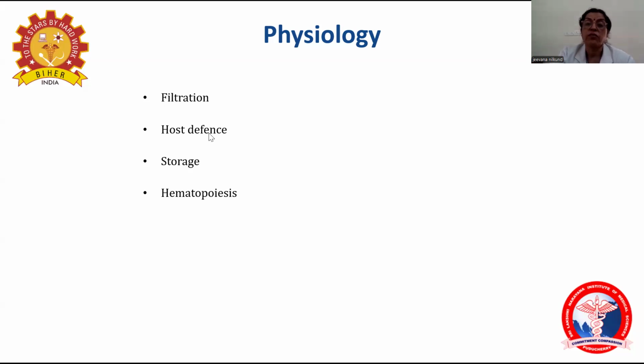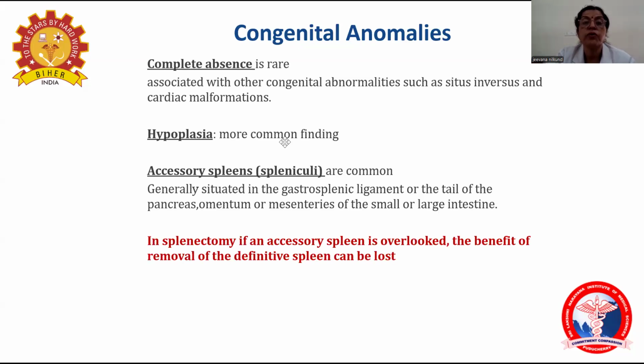Being a reticuloendothelial organ, it has lymphoid follicles, and it is a site of lymphocytes, so it is involved in the host defense. It is seen as a storage organ, and it is seen in the form of extramedullary hematopoiesis. So you know that liver and spleen are sites of hematopoiesis. Before the bone marrow takes over, the hematopoiesis occurs in the liver and the spleen. So these are the functions. So it is involved in filtration, host defense, storage, and hematopoiesis.